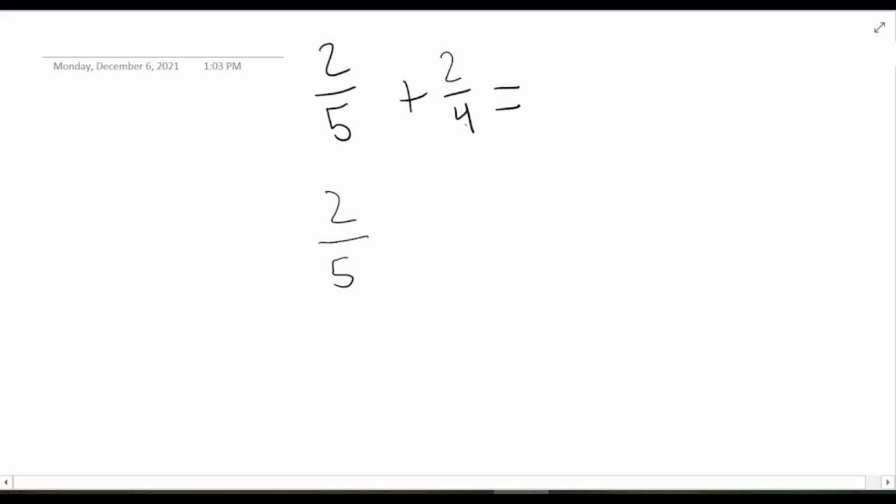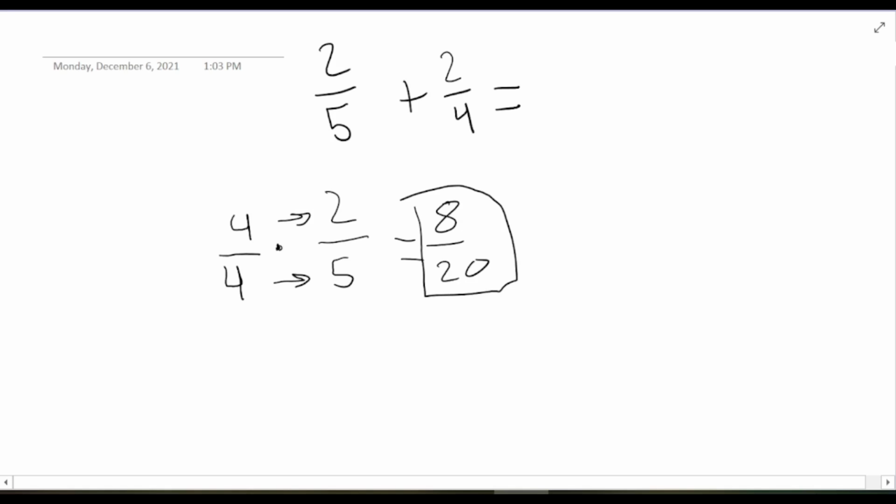So we're going to multiply 2/5 times 4. And remember, what we do on the bottom, we do on the top. Great, now all we need to do is multiply across. So we're going to multiply across here and multiply across here. So when we multiply, we get 4 times 2 equals 8, and 4 times 5 equals 20. So that's our new fraction.